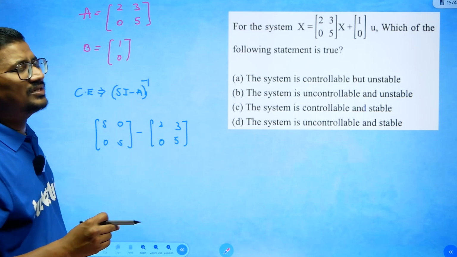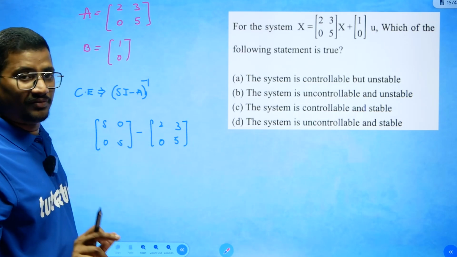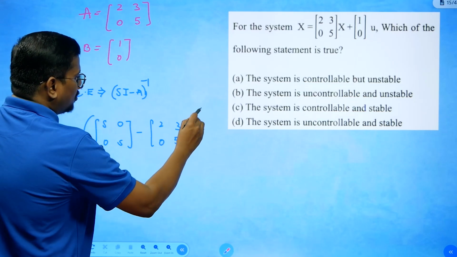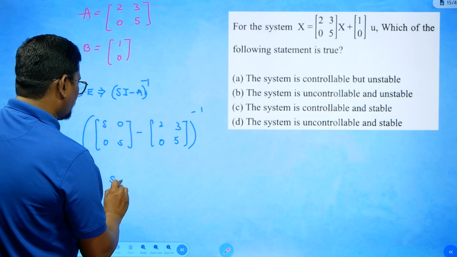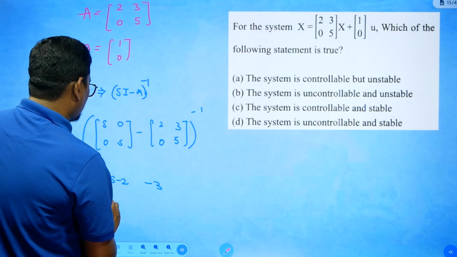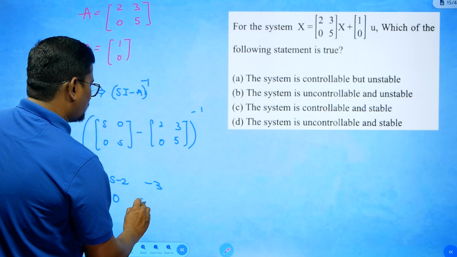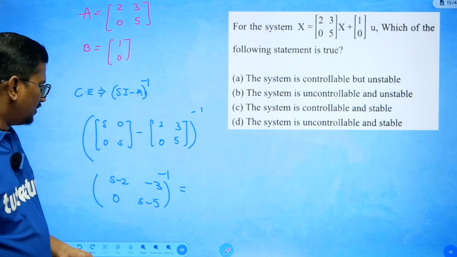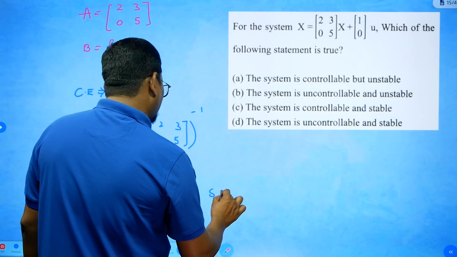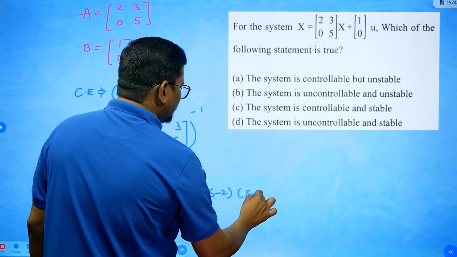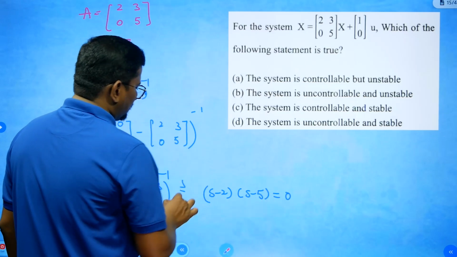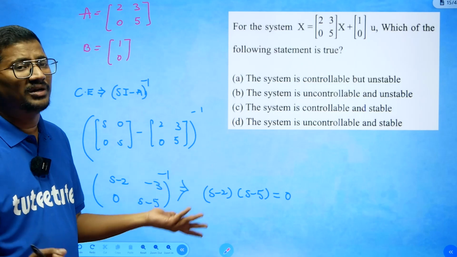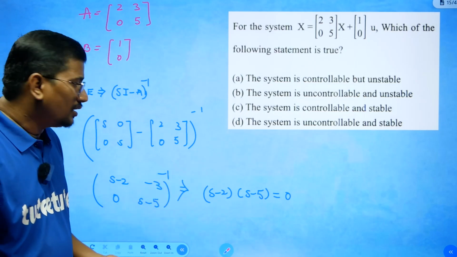Because (sI minus A) whole inverse only will give you the characteristic equation. Characteristic equation, and totally whole inverse: s minus 2, minus 3, 0, s minus 5, whole inverse. So better you calculate the simple determinant. Determinant is what? (s minus 2) into (s minus 5) equal to 0. Because we want only the denominator of this entire transfer function. What is the denominator of this entire transfer function? It is the characteristic equation only.